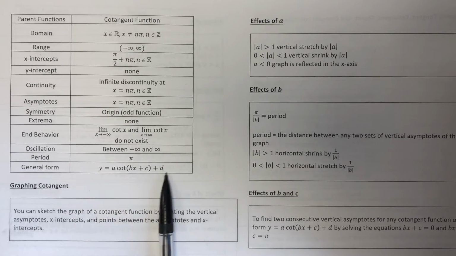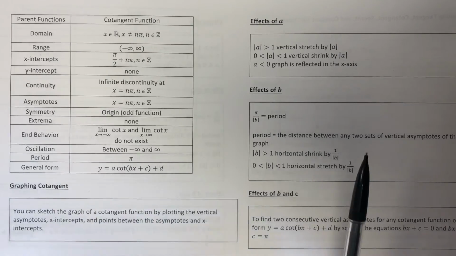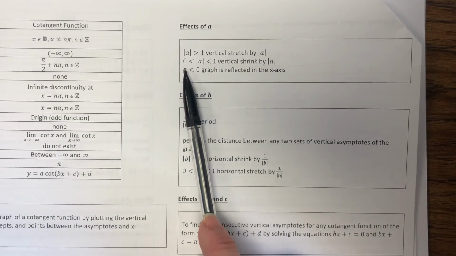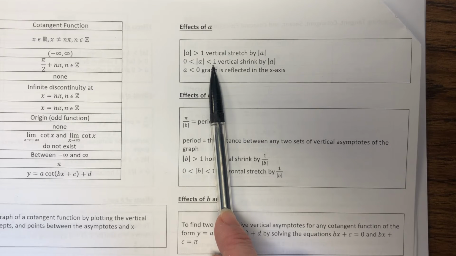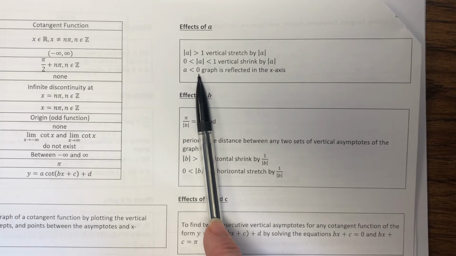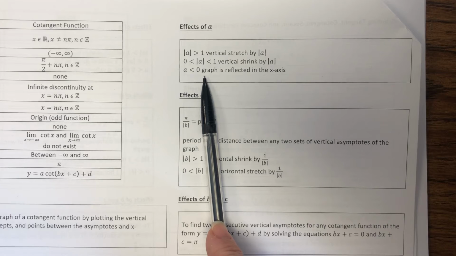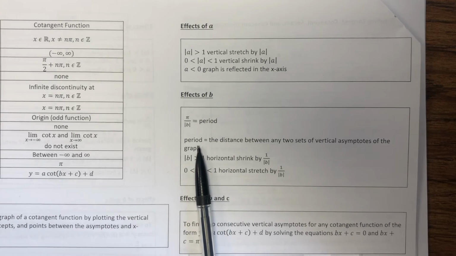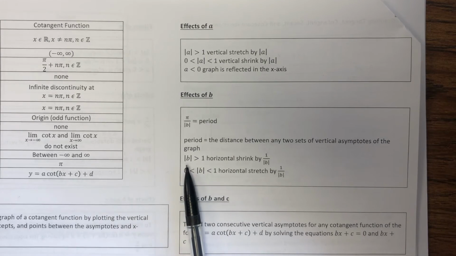And then A, B, C, and D still do the same stuff, okay? A, if it's bigger than 1, is a vertical stretch. If it's between 0 and 1, it's a vertical shrink. If it's negative, it reflects about the x-axis. The period is still pi divided by b. Again, that period is the distance between any two asymptotes.